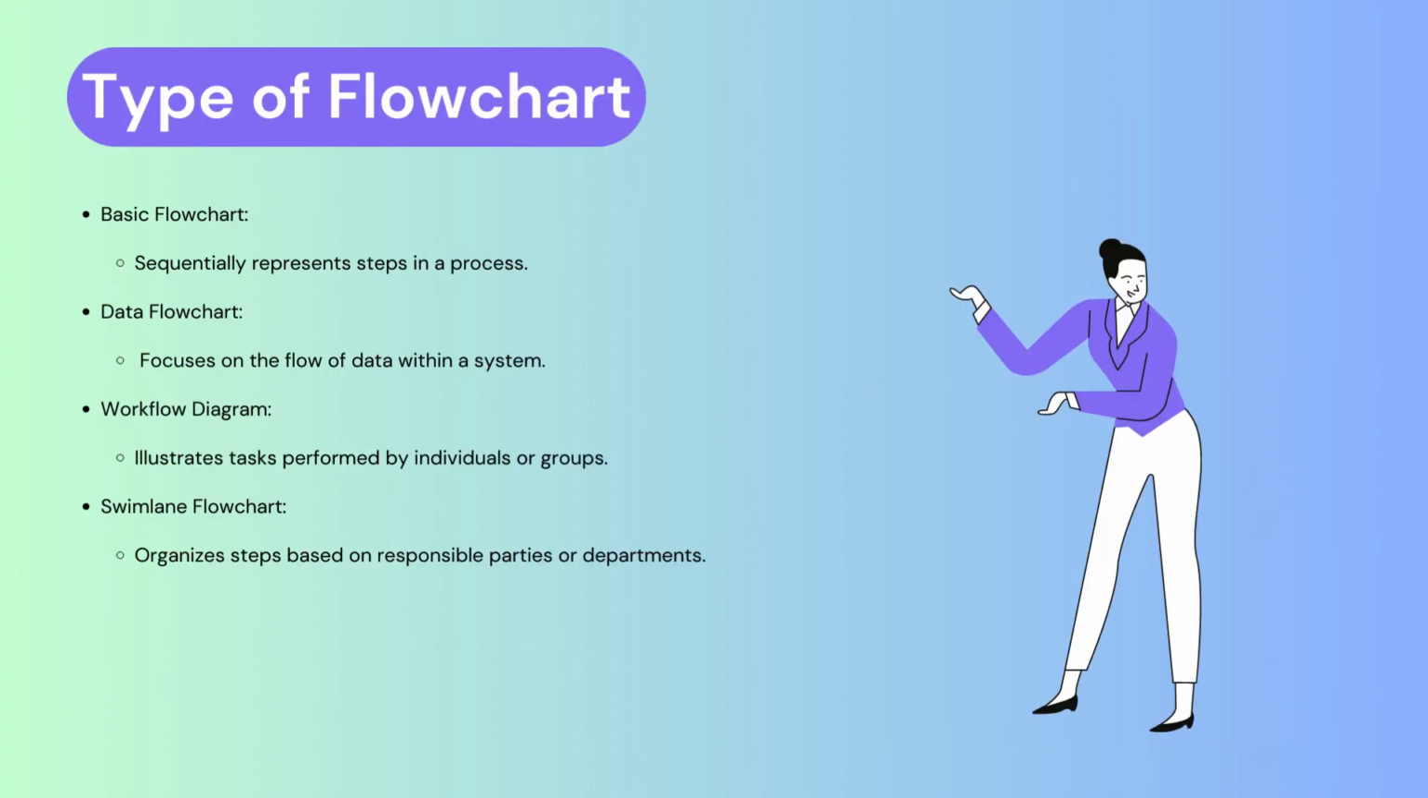Let's see the types of flowcharts. Basic flowchart: it represents a process in a sequential manner. Data flowchart: it represents the data flow of the system, focusing on data. Workflow diagram: tasks performed by individuals and or groups are illustrated in a workflow manner. Swimlane: the process that has taken place is divided or organized in a department manner.